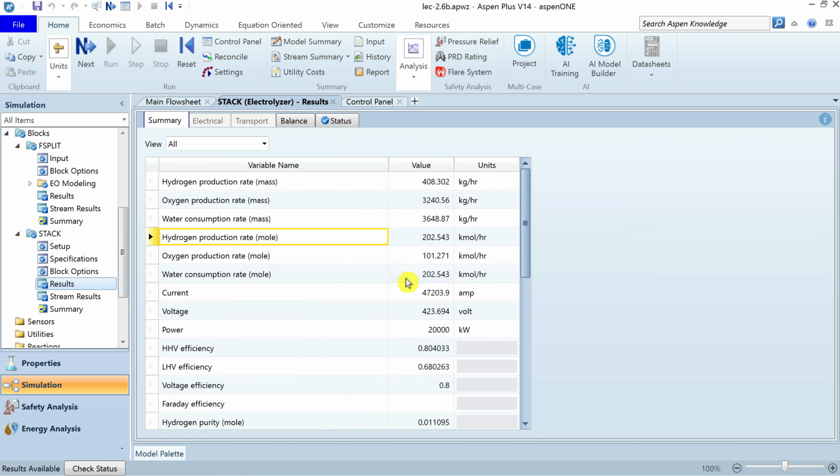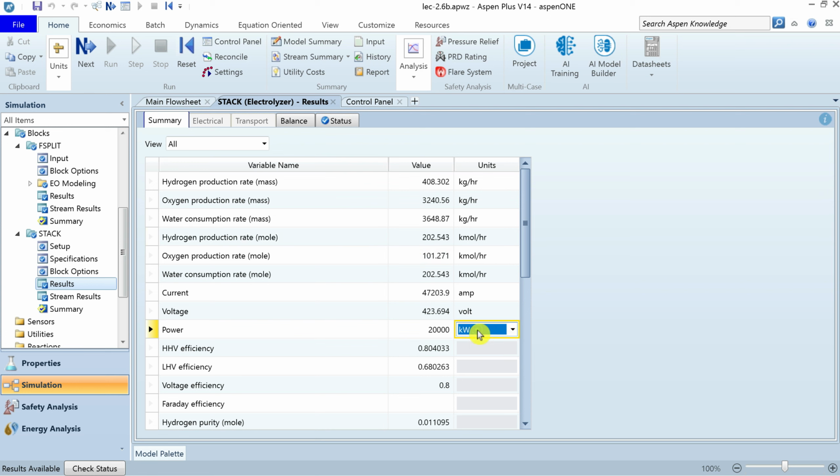On mole basis, in total there is a consumption of 202.54 kilomoles per hour. That also indicates the requirement of the makeup water for a continuous operation of the electrolyzer. Since stoichiometrically, consumption of 1 mole of water corresponds to the production of 1 mole of hydrogen and half mole of oxygen, the production rates of hydrogen and oxygen in moles are also given here.